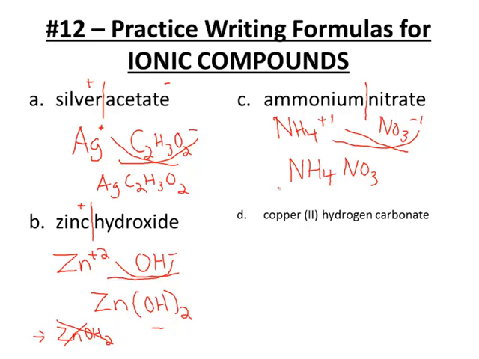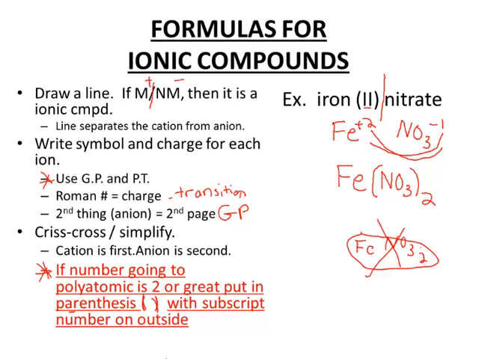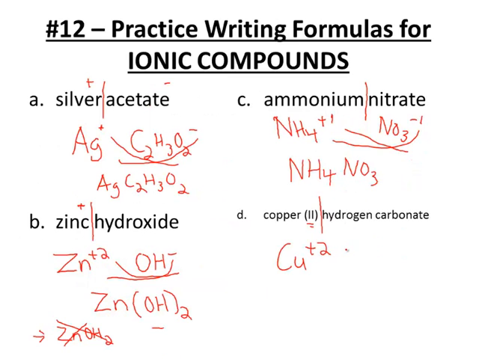And then our last one for writing out the formulas, copper 2 hydrogen carbonate. So drawing a line after the first element or symbol, copper is a +2. And hydrogen carbonate does not quite appear on my chart. That's too bad. But we can find hydrogen carbonate as we're going. It's going to be HCO3 with a -1 charge. It was just further down on your gold packet than mine showed.